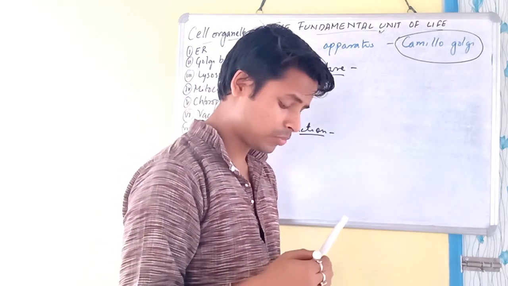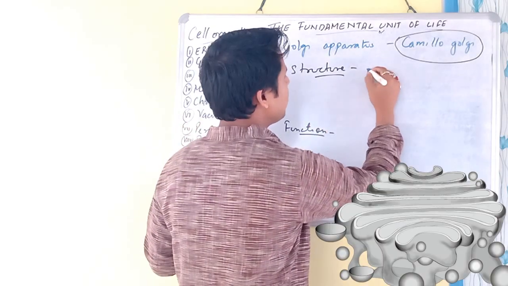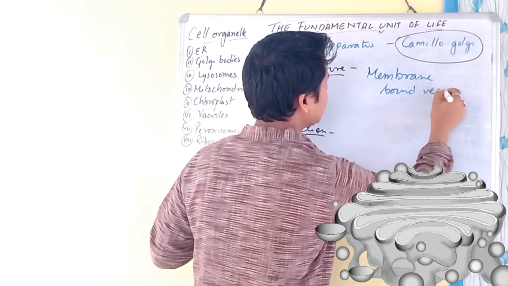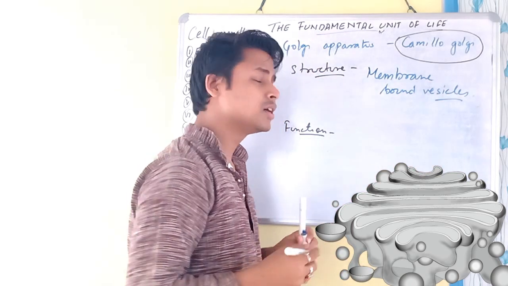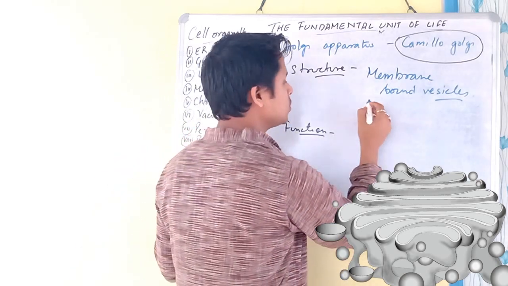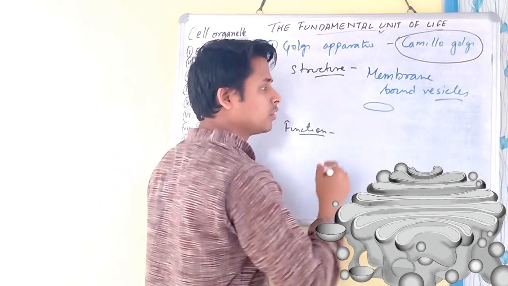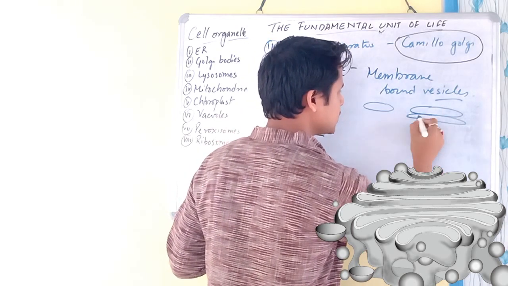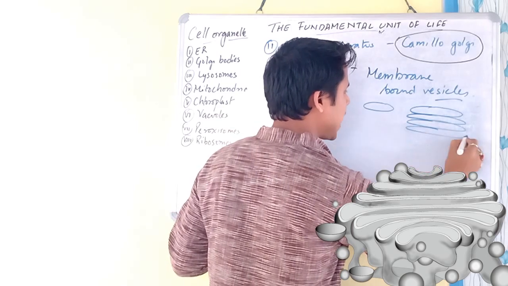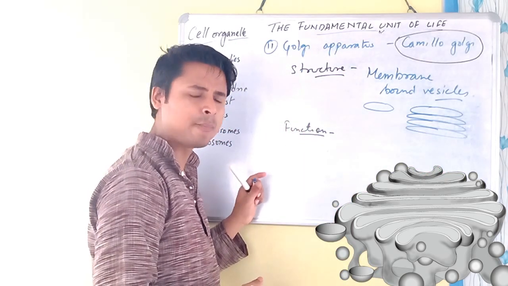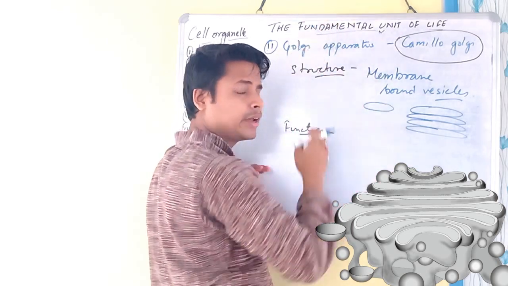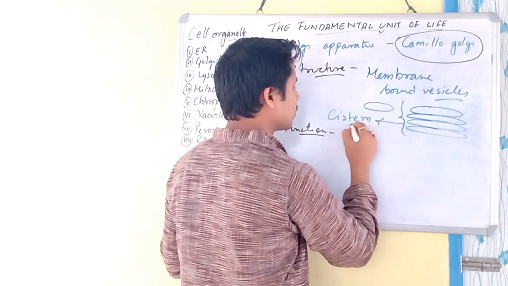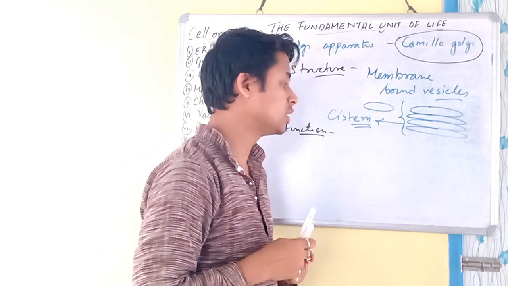How is the structure? This Golgi apparatus is made of membrane bound vesicles. I think you remember the structure of a vesicle, right? A vesicle is like this, and sometimes it remains like this also. When these vesicles are arranged in a stack, one upon another, this type of arrangement is known as cisternae.